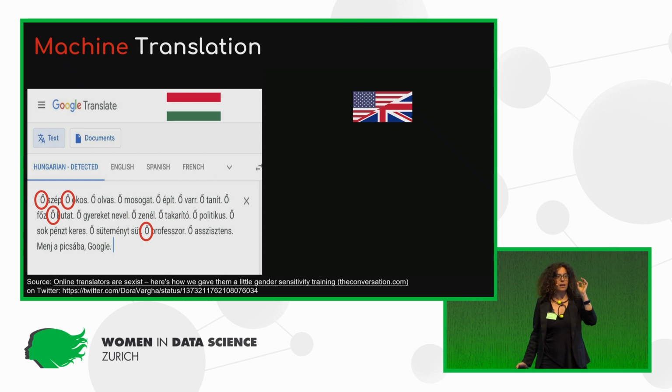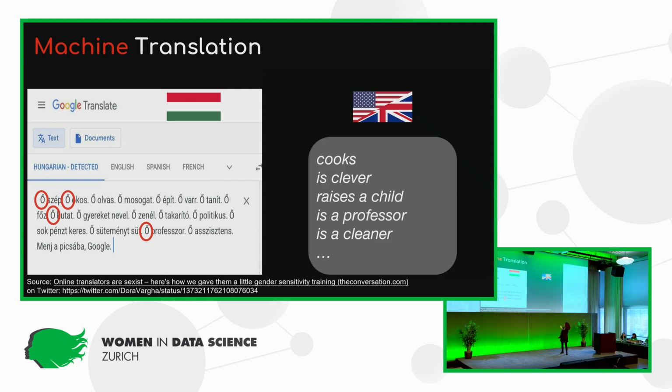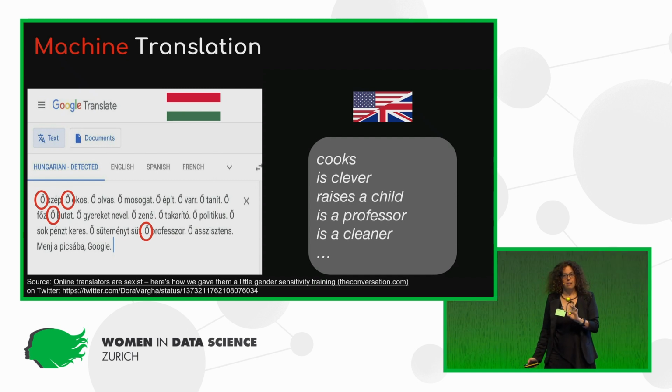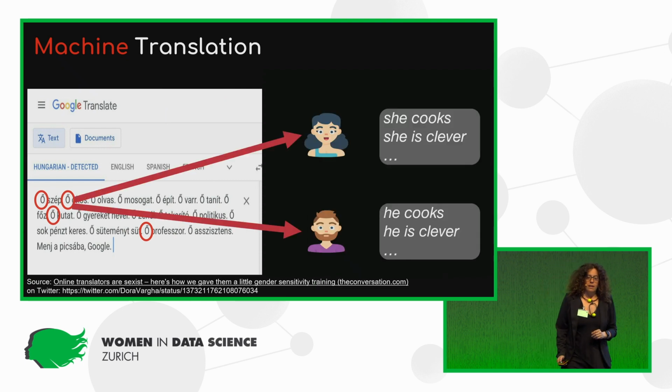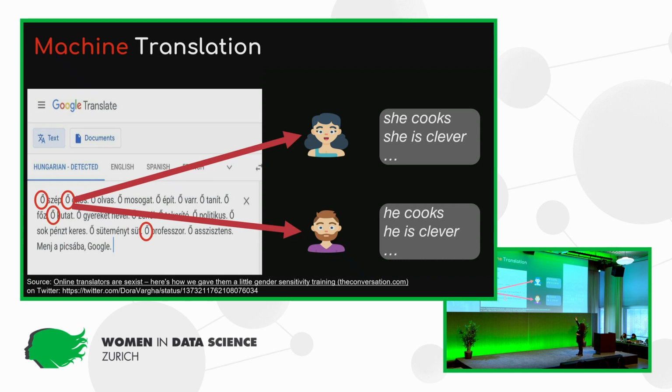So you will have to say, he does something or she does something. So this is a series of attributes, and the attributes are like that. So cooks, is clever, raises a child, is a professor, is a cleaner, and so on. Now, when it's translated in English, you can't just say cooks. That's non-grammatical. You have to put a pronoun there, and you have to choose whether it's he or she. So you could say she cooks, she's clever, or he cooks, is clever, and so on.